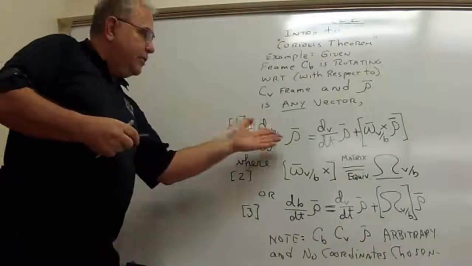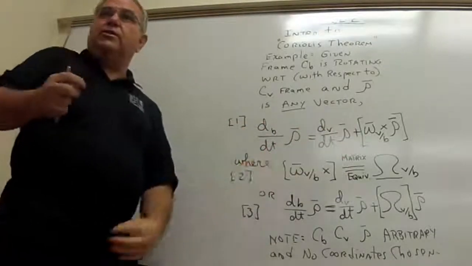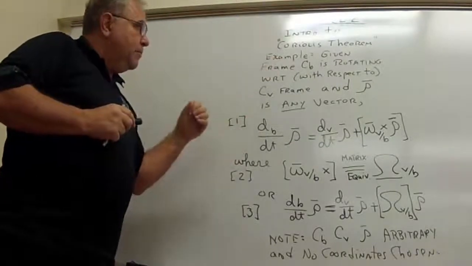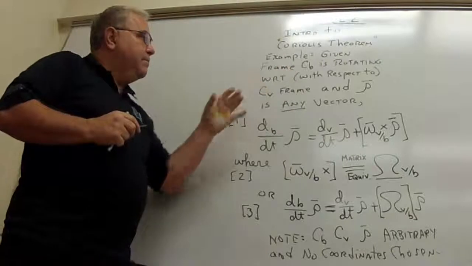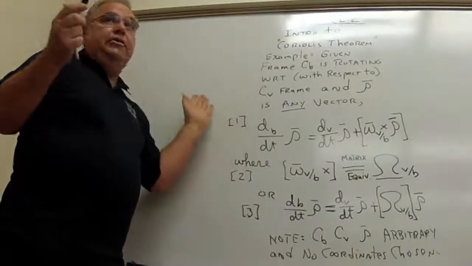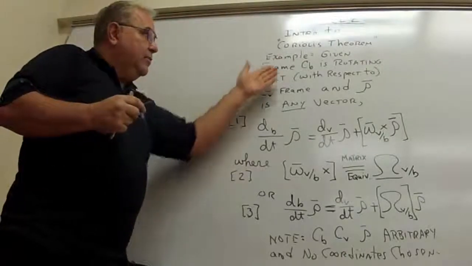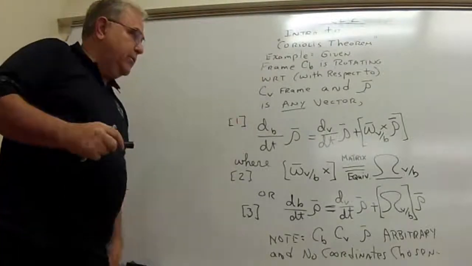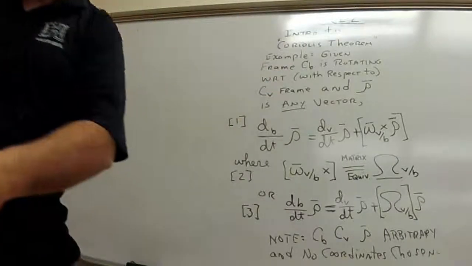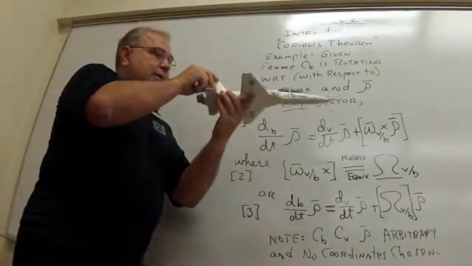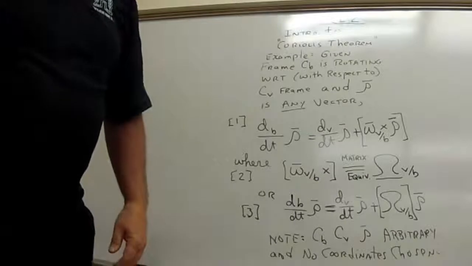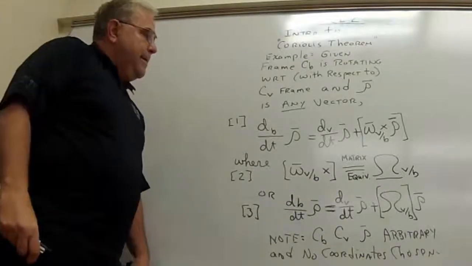So we take an arbitrary vector, I call it rho. Normally it's a position vector, but it could be any vector. And we put it in two coordinate frames. We're used to using the V frame and the B frame. They could be any two coordinate frames, but they're related to each other via the Euler angles. So the B frame can rotate with respect to the V frame, psi dot, theta dot, phi dot. We talked about that vector yesterday, and we'll talk a little more about it today.